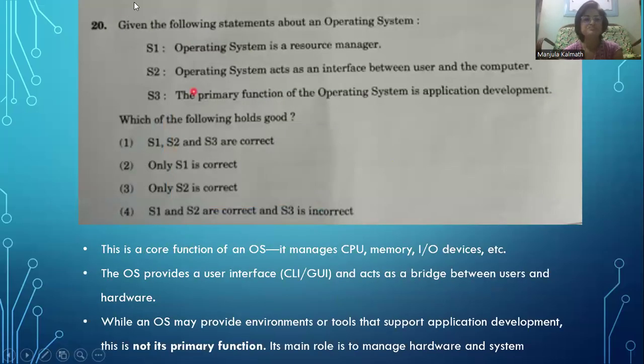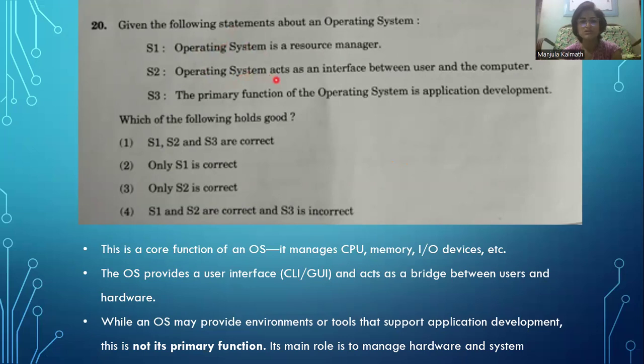The next one is, given the following statements about an operating system. Operating system is a resource manager. Resource in the sense, when any program is required to execute in the computer system, it uses different resources like data, code, memory, CPU, and registers. There are some other resources, a number of resources it will be using here. So this allocation of the resources for the different program executions is done by the operating system. So the operating system is one of the resource allocators here. So the first option is correct.